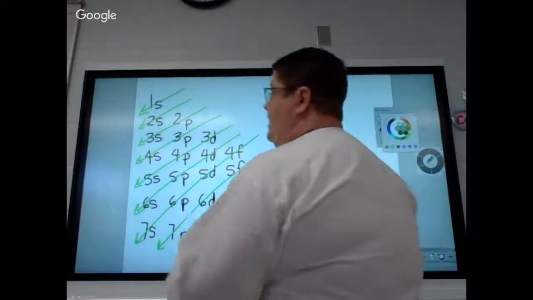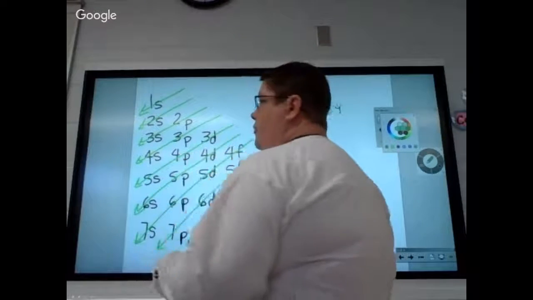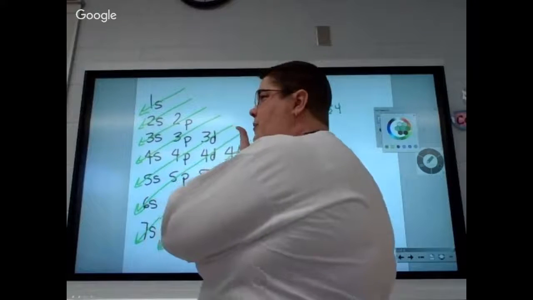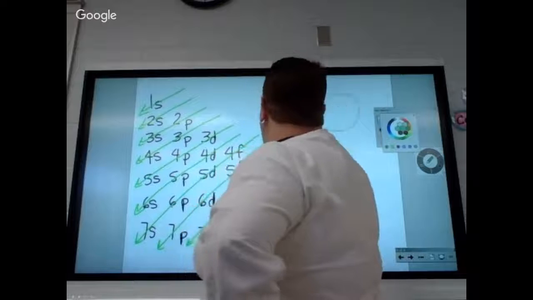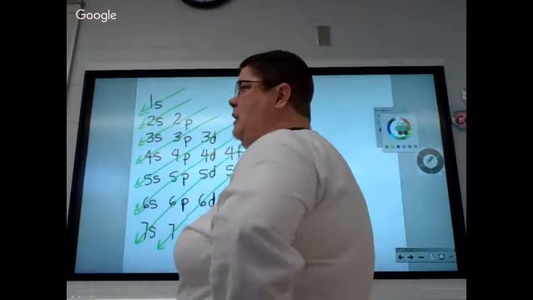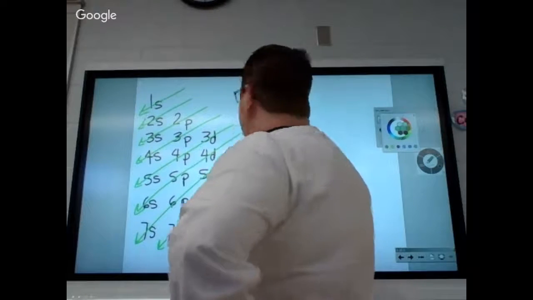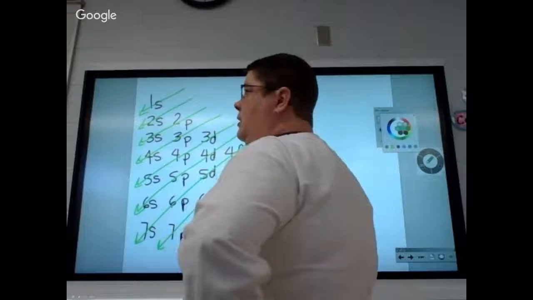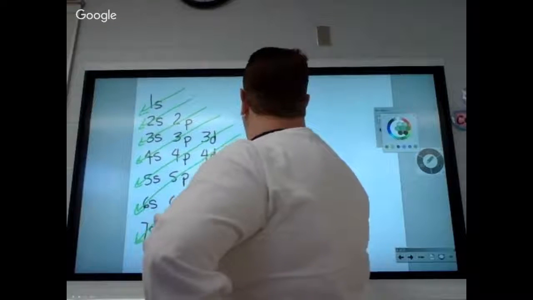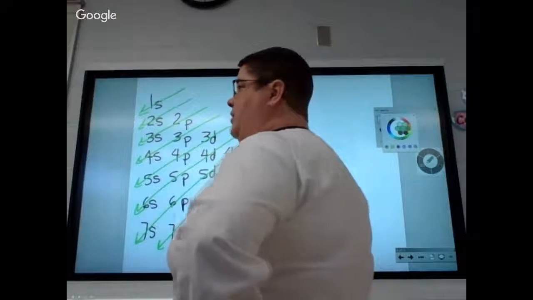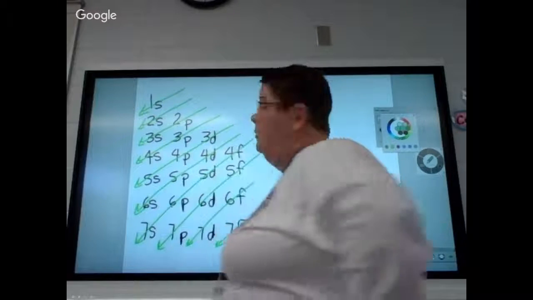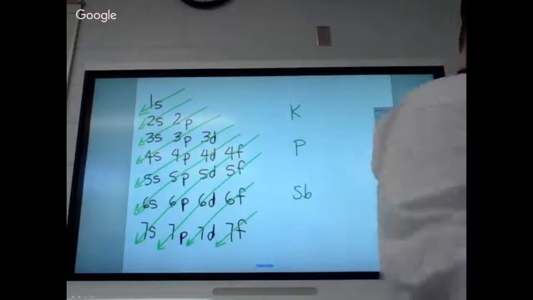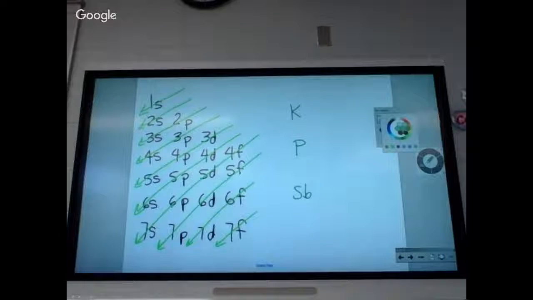Now, don't do like you did yesterday and just start copying from your electron configurations and make dumb errors. Use the chart to do it. Now, let's do potassium. Let's do phosphorus. And let's do antimony. Come on. Do it by yourself. What is this? 15.